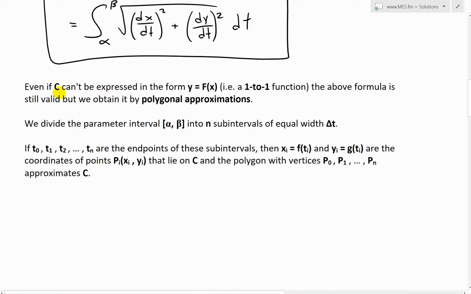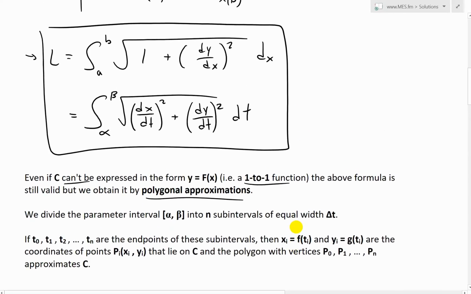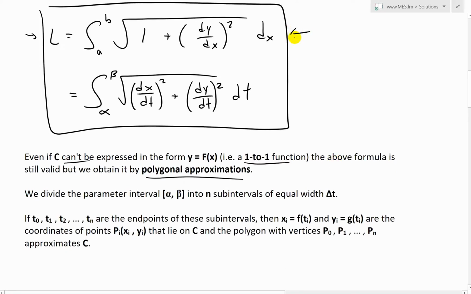So even if C, the curve, can't be expressed in the form of y equals capital F of x, or just a function of x, i.e. a one-to-one function, as I just explained, the above formula is still valid, but we obtain it by polygonal approximations, which was the same method that I used to show this formula in my earlier video, so check that out as well on arc length.